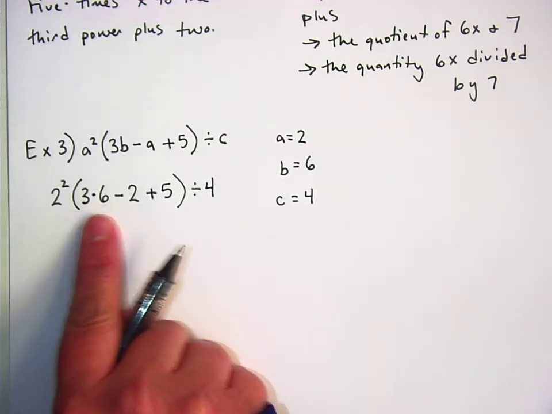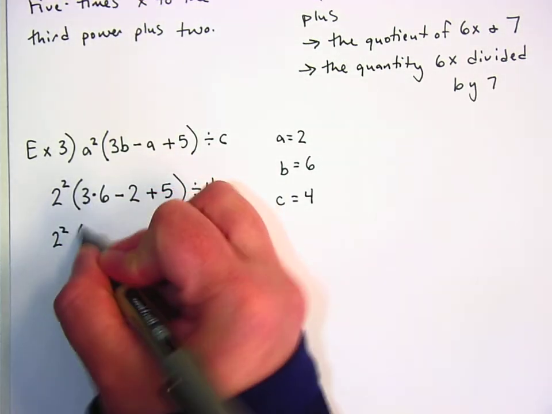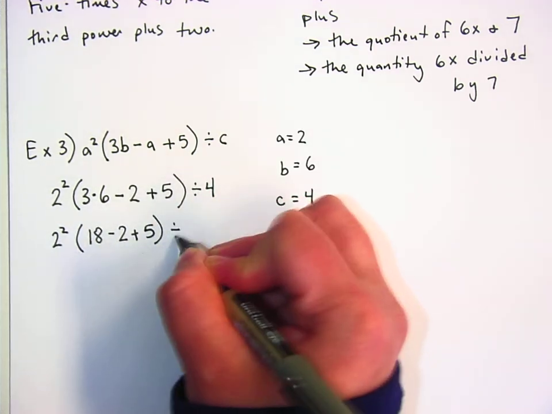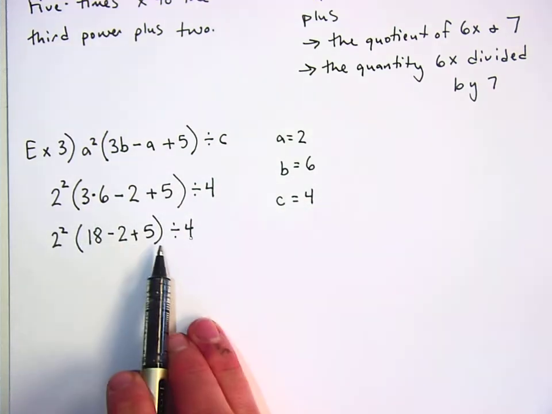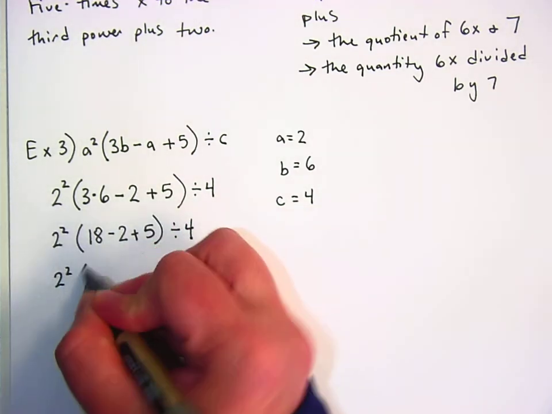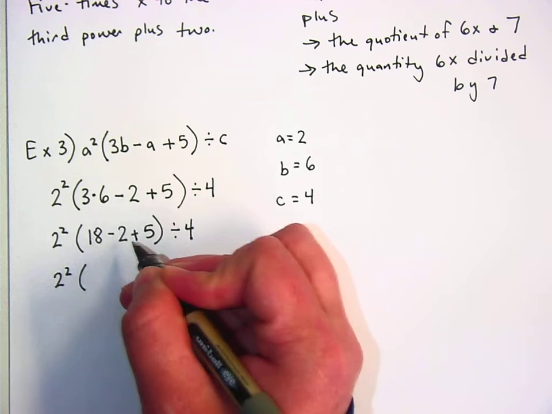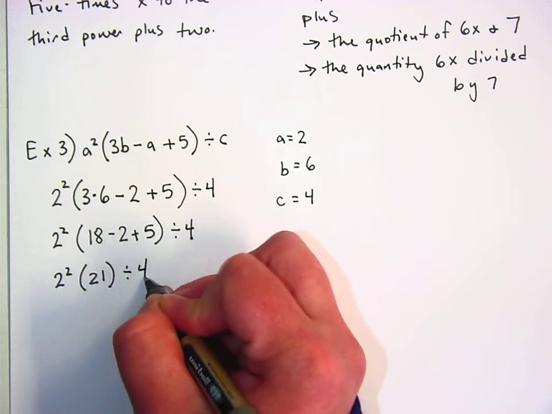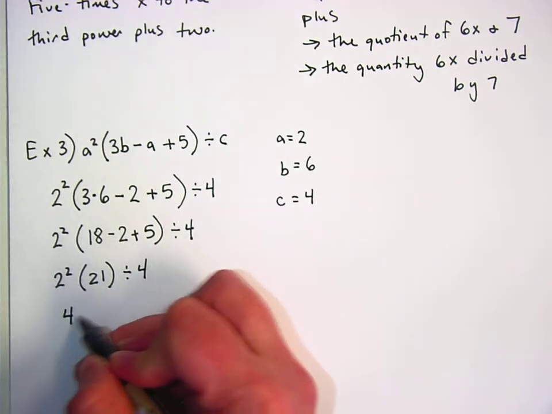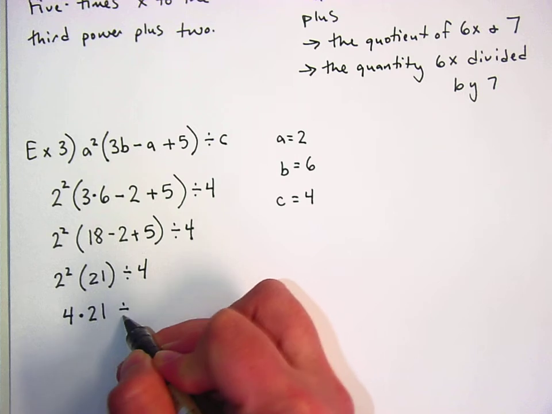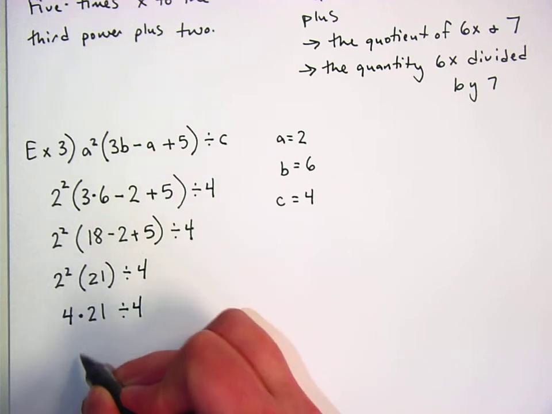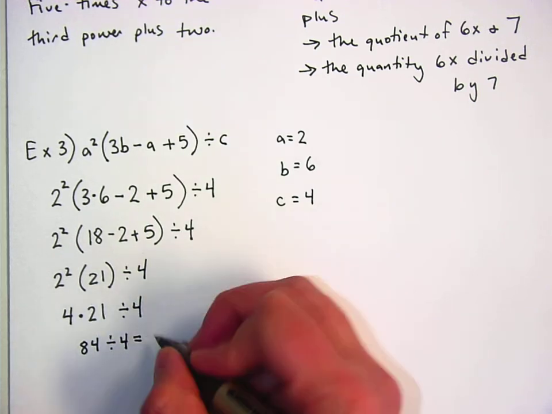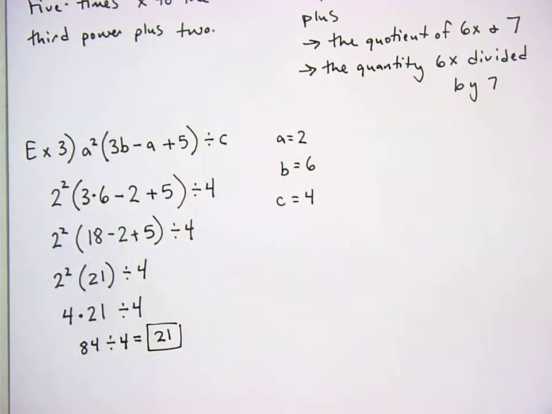And now I'm going to do the parentheses first. So that's 18 minus 2 plus 5. Then I'm going to go left to right here. So this is 18 minus 2 is 16. 16 plus 5 is 21. 2 squared is 4. 4 times 21 is 84. And 84 divided by 4 is 21, which is the right answer.